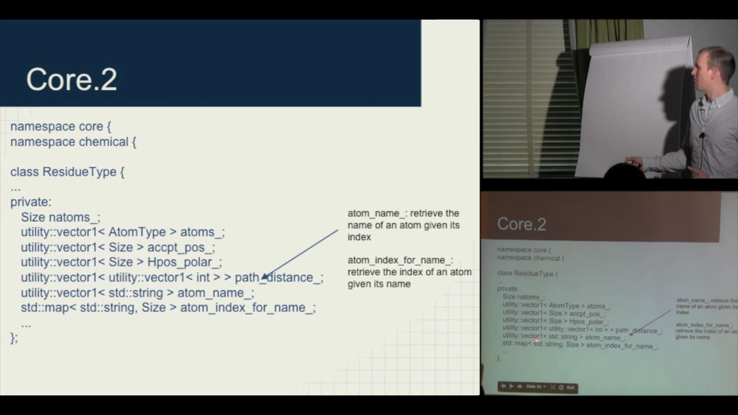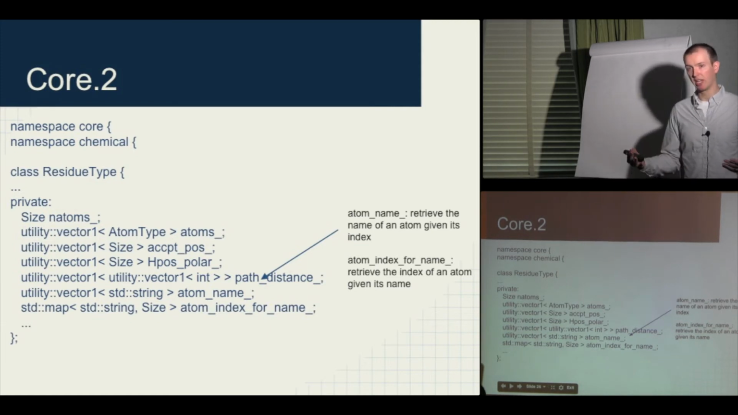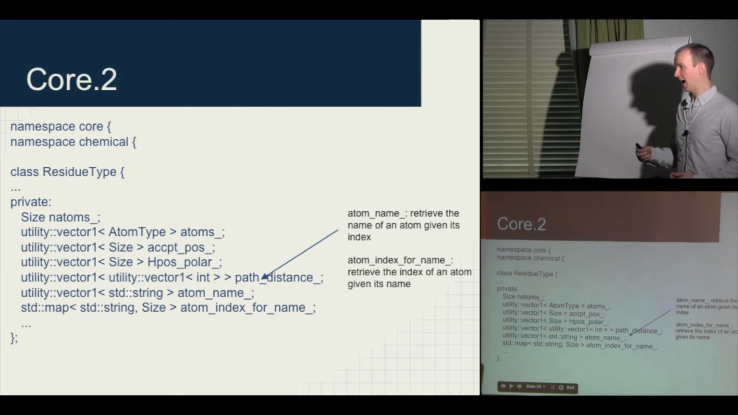So every atom has an associated atom name, and so you can get to the atom name from its index. You can also go back from the atom name. If you have the index, you can get the atom name. And if you have the atom name, you can get the index using a standard map. So this would help you map back and forth between names and atoms. So if you want to get C beta, you can ask for the index of the C beta atom.